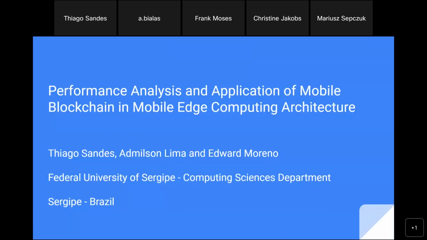This work was done in conjunction with two other researchers, Admilson Lima and Moreno, both from the Computing Department of the Federal University of Sergipe, located in Sergipe, Brazil.